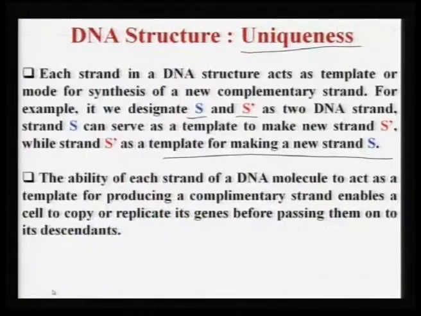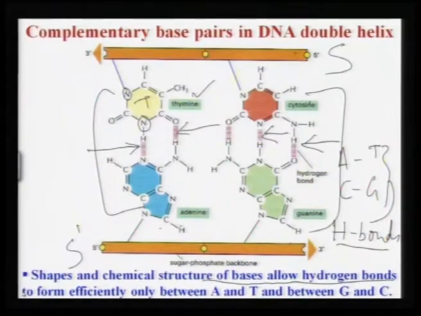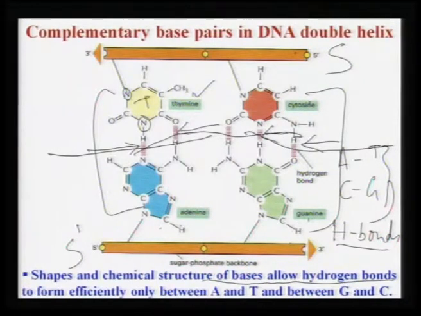So, that is the uniqueness of the structure, and the ability of each strand of a DNA molecule to act as a template for producing a complementary strand enables a cell to copy or replicate its genes before passing them on to its descendant. So, look at this slide and try to understand. First of all, as I said, between A and T and C and G there are hydrogen bonds. Now, if required, laterally these hydrogen bonds can be broken.